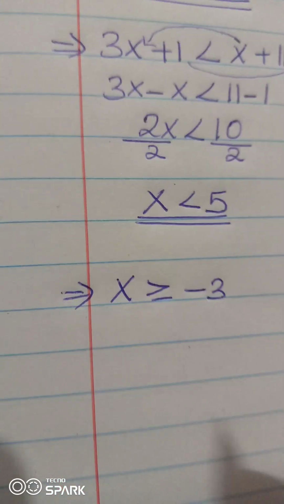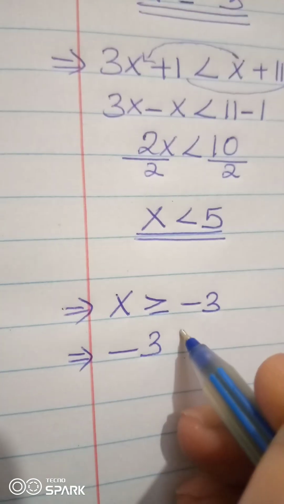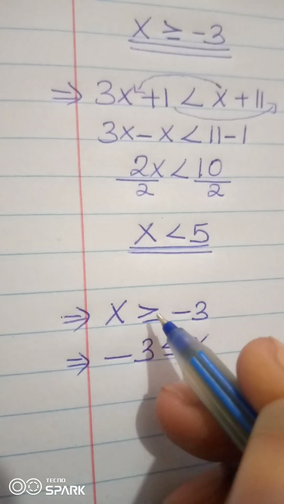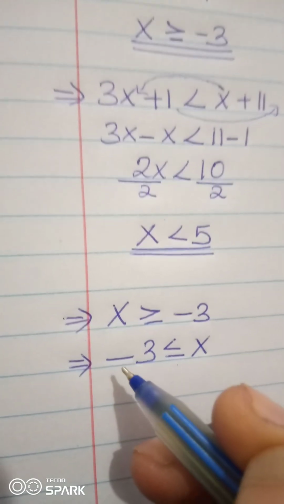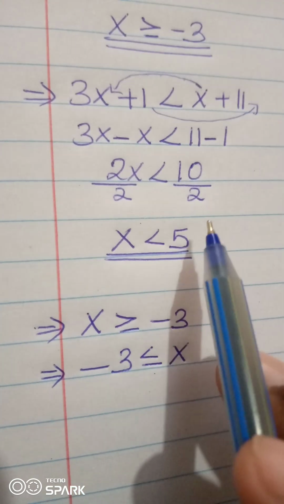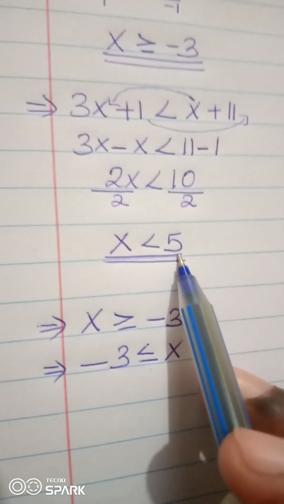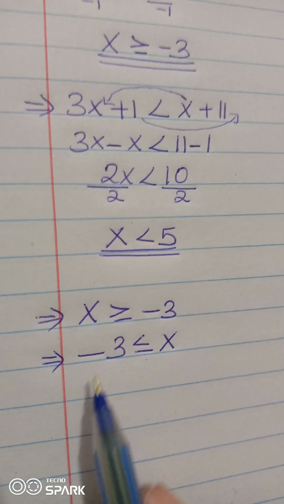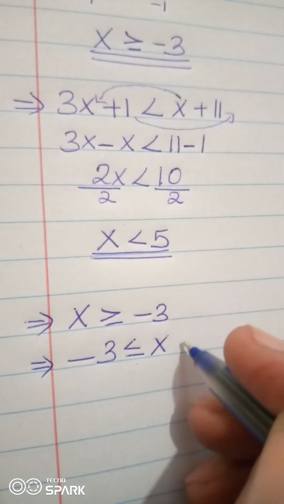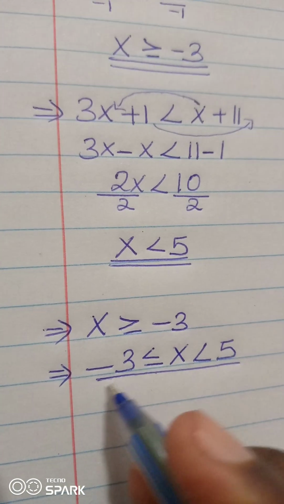So now we'll have it like this. Negative 3 is less than or equal to x. x is greater than or equal to negative 3, which means negative 3 is less than or equal to x. Then now you'll pick this other one, which is x is less than a certain number, x is less than 5. So you'll say negative 3 is less than or equal to x, and x is less than 5. That is the compound statement.